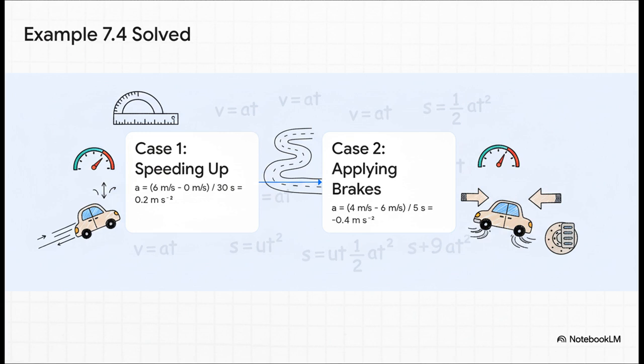Simple. Now for the second part. He applies brakes, and his velocity goes from 6 down to 4 in just 5 seconds. So now acceleration is final velocity, which is 4, minus initial, which was 6, divided by time, 5. So that's minus 2 divided by 5, which is minus 0.4 meters per second squared. See? Not so hard when you break it down.